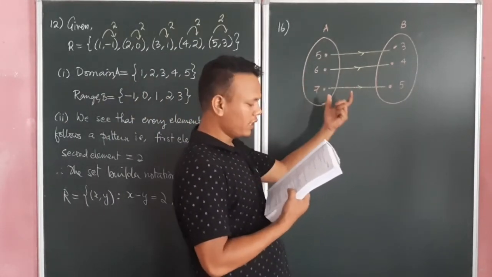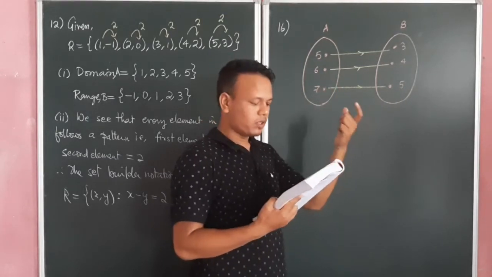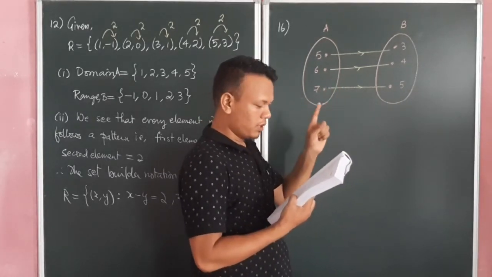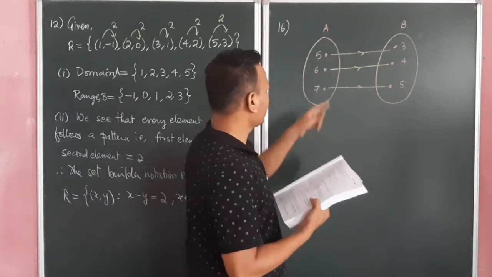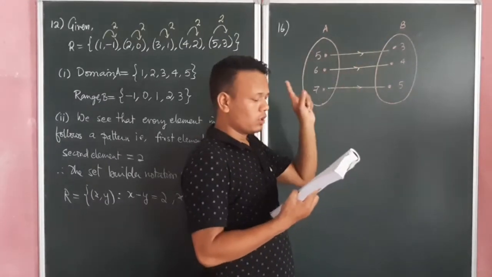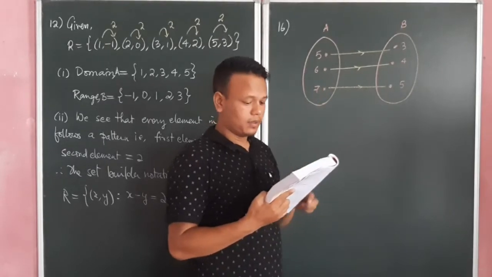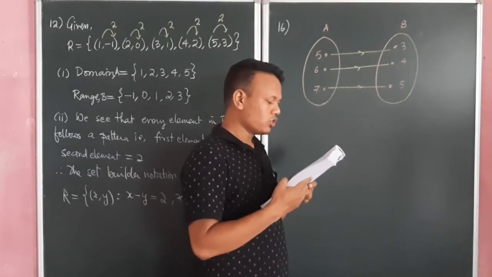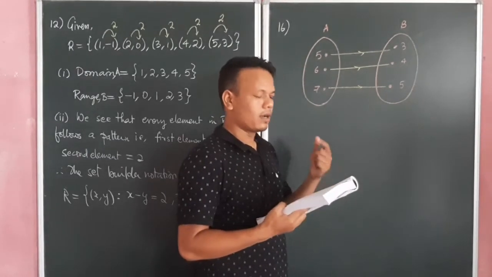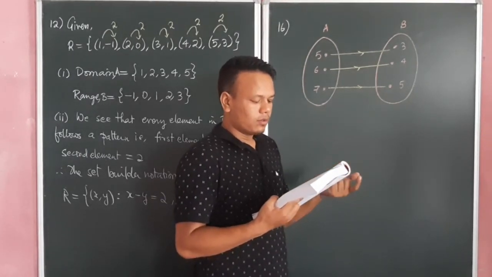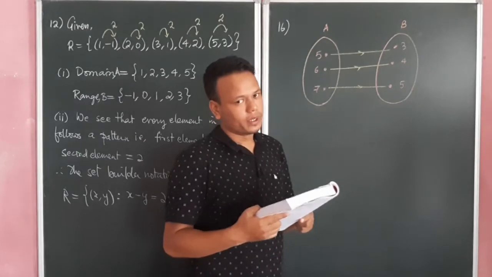The adjoining diagram shows a relationship between sets P and Q. Okay, it is given P and Q, but in the diagram it is given A and B, so that's not P and Q, that is A and B. Write this relation in roster form. After that, write it in set builder form, and what is its domain and range.